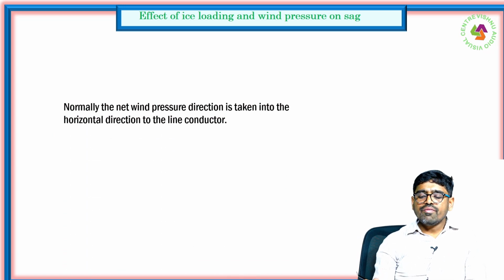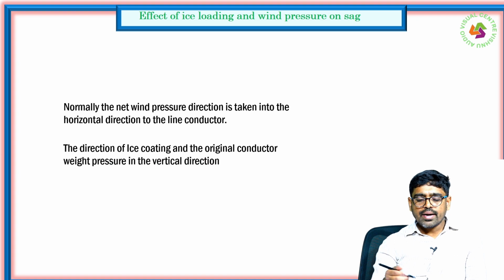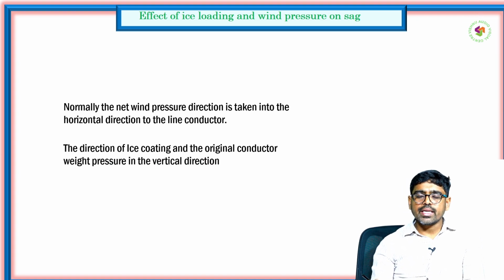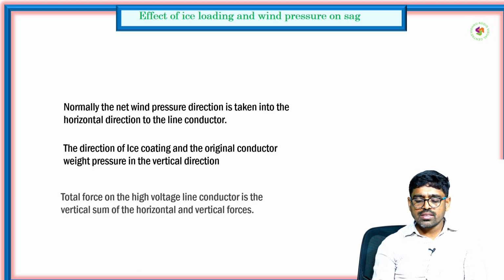Normally the net wind pressure direction is taken in the horizontal direction to the line conductor. So horizontally we can take the wind loading, and the direction of ice coating and the original conductor weight pressure in the vertical direction. Then the total force on this high voltage line conductor is the vector sum of these horizontal and vertical forces.